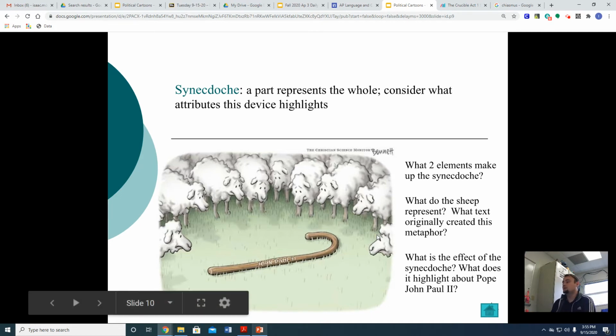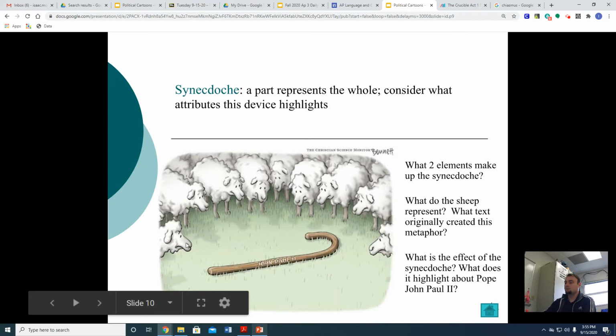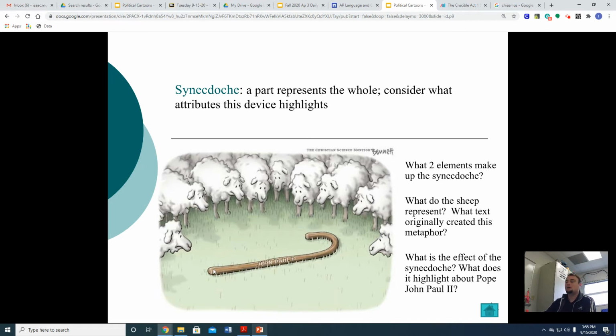So what's the effect of the synecdoche? What does it highlight about Pope John Paul II? And you can see all the sheep around him are sad. He's seen as a shepherd. That must mean he was a good leader of his people. And so now the sheep are just kind of looking for some sort of direction.